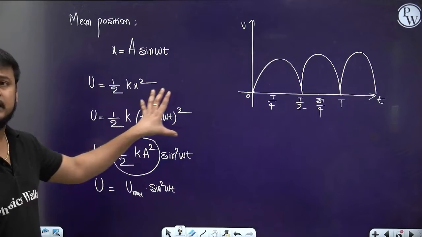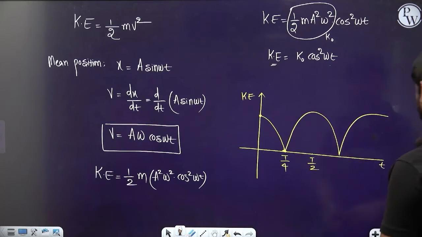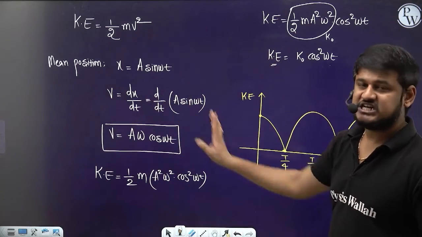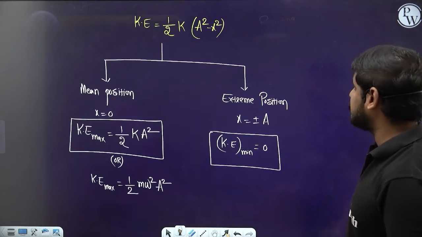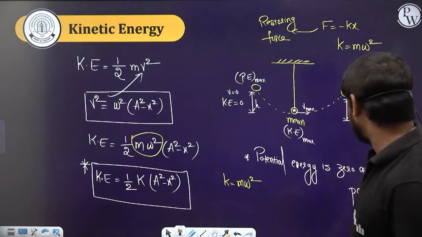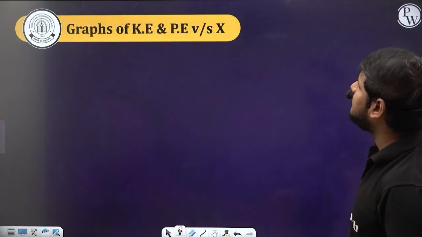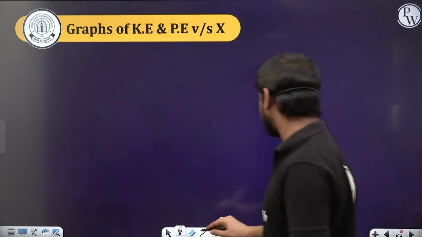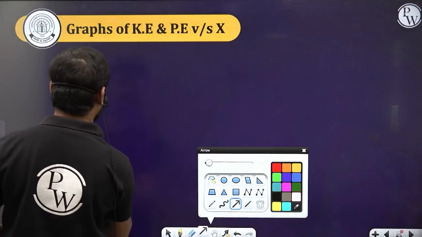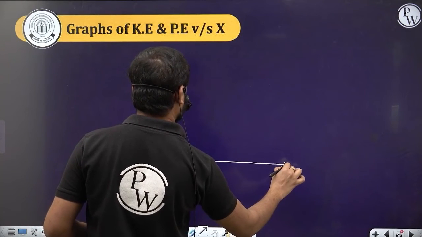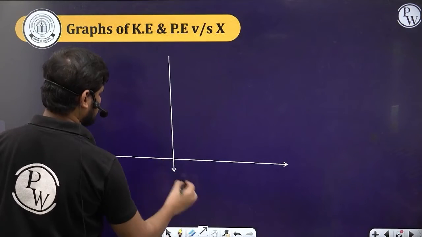Understood guys? The kinetic energy versus time and the potential energy versus time, and where the kinetic energy is maximum, potential energy maximum, kinetic energy minimum and potential energy minimum. Hope you guys understood these calculations. Done? Sure. So let's go for the graphs of KE and PE versus x. Already we discussed this, right? Or else let's write both in a single graph. Let's do it this way.